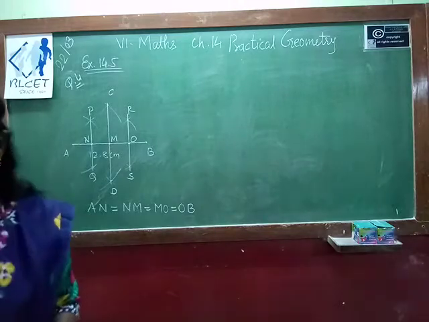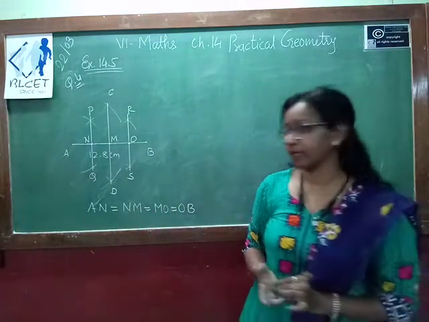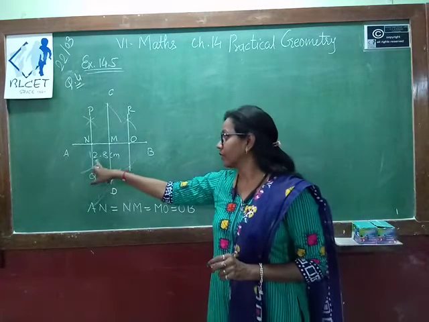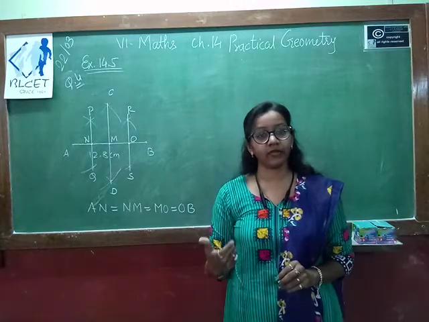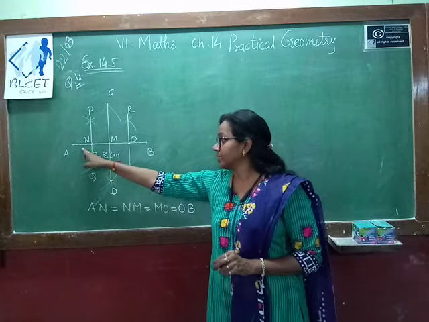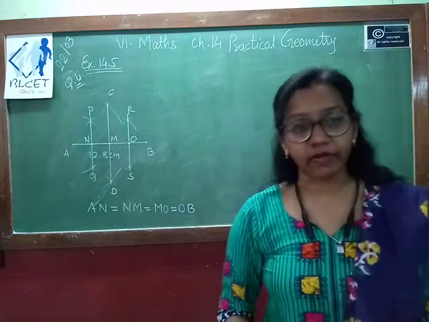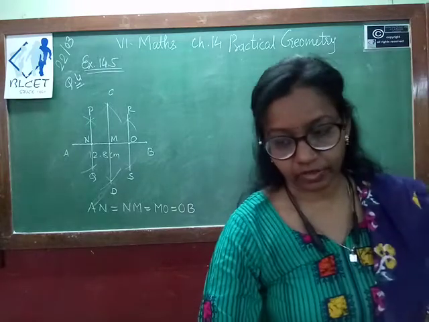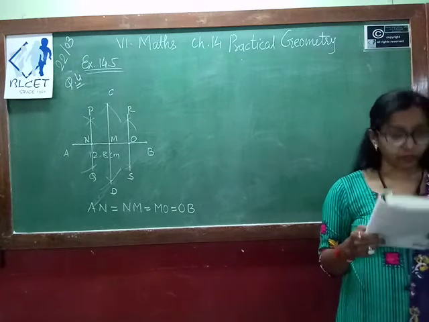Because it is mentioned in the question that you have to verify with actual measurement. The whole length is 12.8 cm that we divide by 4, so the measurement of each line segment should be 3.2. With the help of a ruler you measure each line segment whether it's 3.2 or not. This way we can verify our answer. So this is all about question number 4. Move on to the next question.